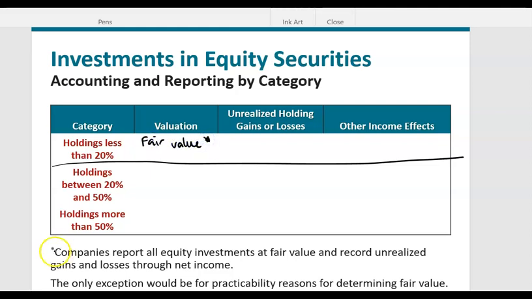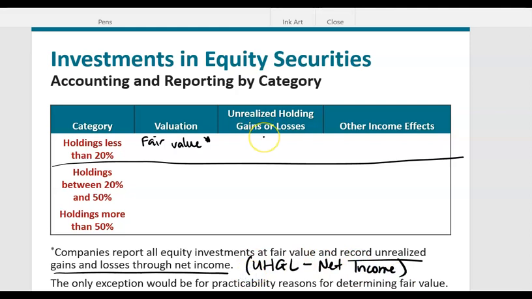And this asterisk you see here relates to this fair value, holdings of less than 20%. What does this mean? Well, we report the investment on the balance sheet at fair value, and really important is we record the unrealized gains and losses through net income. Whereas on held to maturity debt securities, we reported the unrealized gains and losses in equity, here we're going to go directly to net income. So those unrealized gains and losses are recognized in net income.